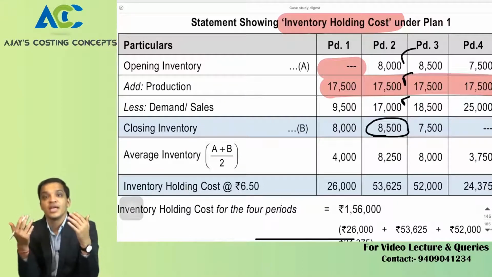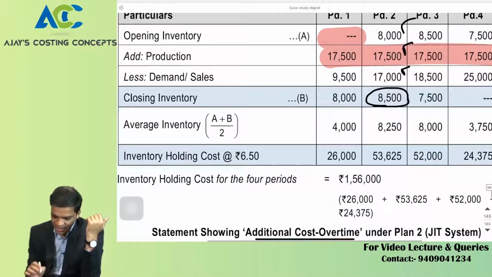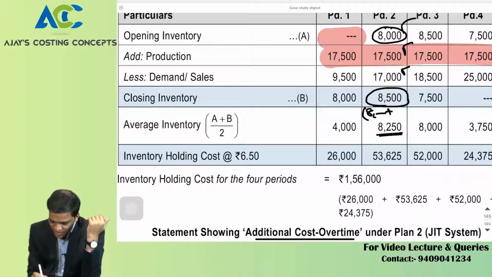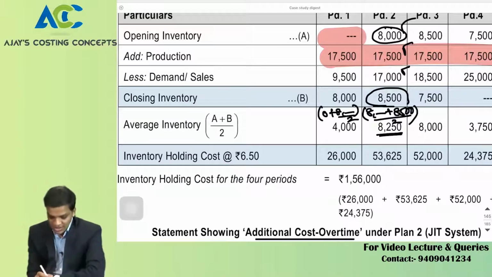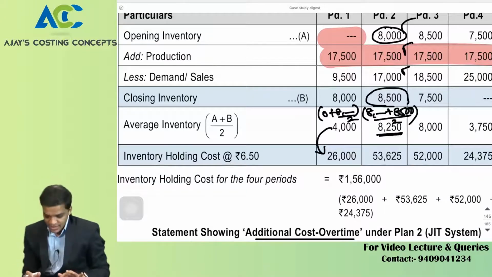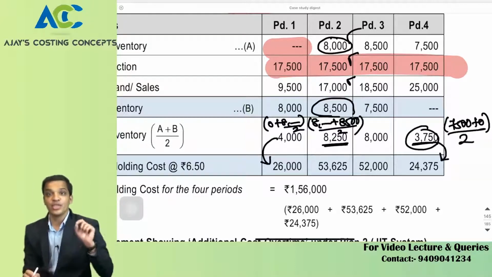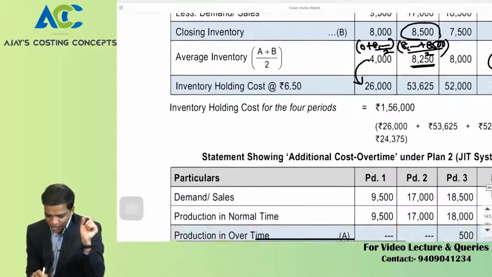Now for average inventory, it is opening plus closing divided by 2. So 8,000 plus 8,500 divided by 2. Because in the first period it was 0 plus 8,000 divided by 2. Now this is multiplied with 6.5 to get the total inventory carrying cost, and that is how our inventory carrying cost is calculated. How you got 3,750 over here: it is 7,500 plus 0 divided by 2, and this is multiplied with 6.5. On the basis of this, if you calculate, you will get the total holding cost for the 4 periods.